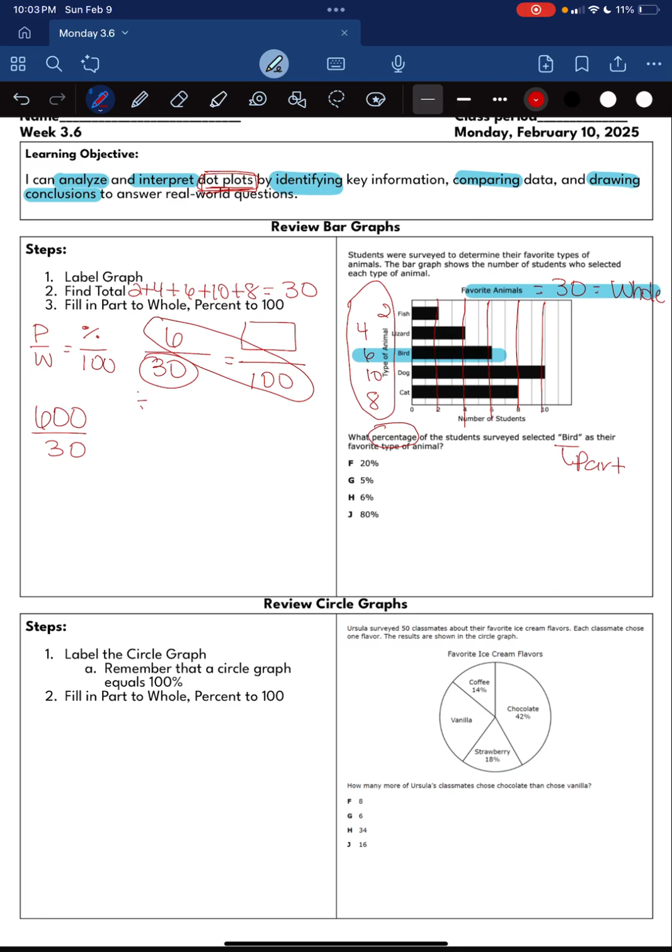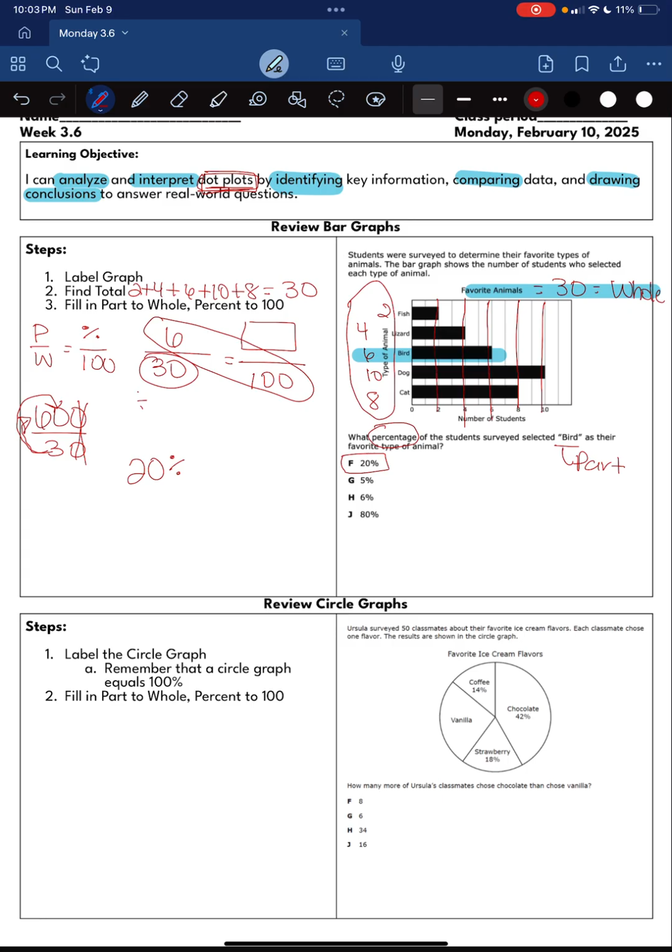I like to set my problems up like this. I can take out these zeros right here. Those cancel out. How many times will 3 go into 6? 2 times. How many times will 3 go into 0? 0, and my answer is 20%. Answer choice F. So 20% of the students preferred birds, which means 6 of them preferred birds.